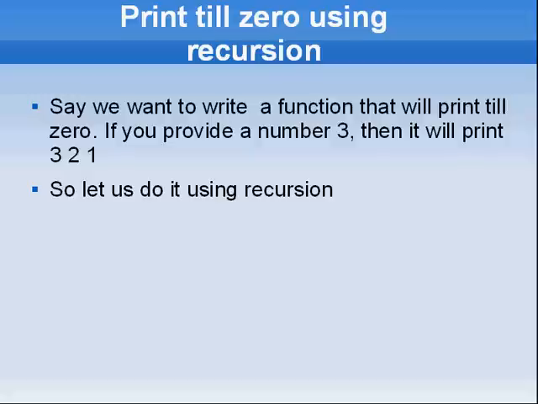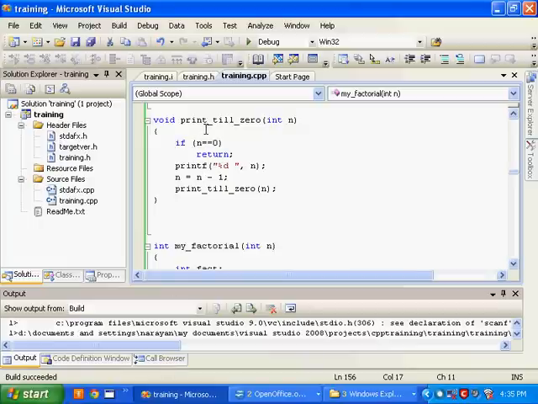Let's write an example for recursion, a function that prints till 0. Say for example you specify a value of 3, then it should print 3, 2, 1 and 0 using recursion. So we are going to try to write this function using recursion. Here is the already pre-written function which says print till 0. So it's going to use recursion.